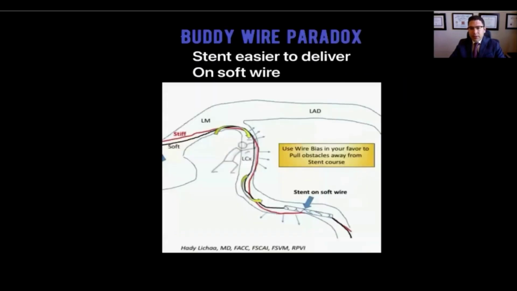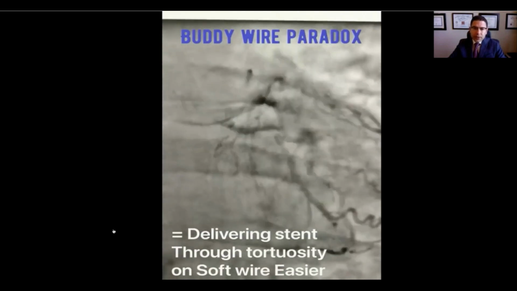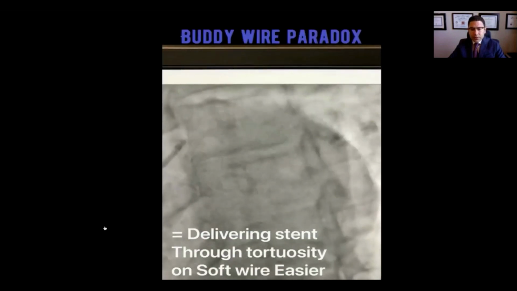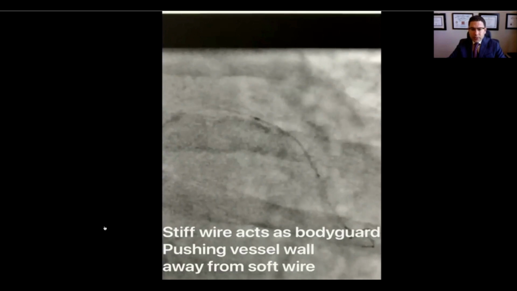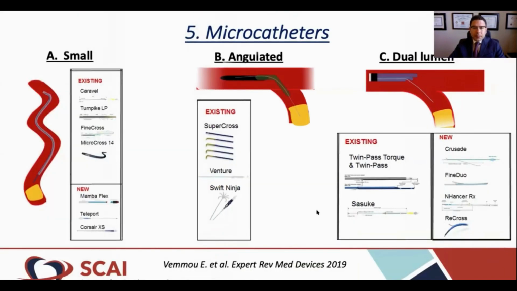The other trick is, of course, the good old buddy wire, where you place a buddy wire which is super supportive, pushing the coronary wall away from the soft wire, which is used to deliver the stent, on the soft wire, as well as the non-compliant balloon through the jailed buddy wire.